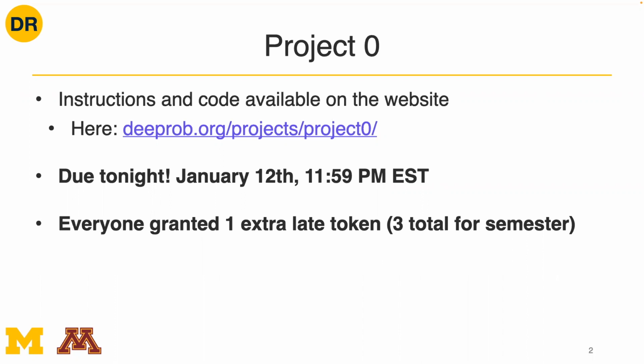Everyone gets 1 extra late day token that you could use throughout the rest of the semester. So instead of having 2 late days, you have 3 now. And the way those work is it gives you an extra 24-hour window that you can make 2 submissions to the autograder without any penalty to the final project grade.